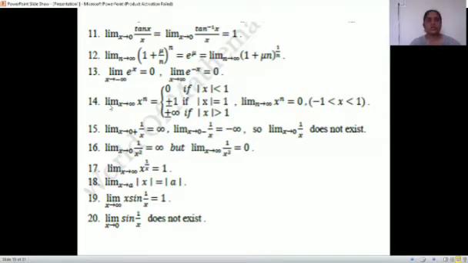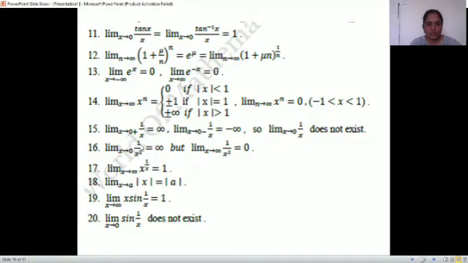Next, limit x tends to infinity x raised to n, it is 0 if x lies in minus 1 to 1, is equal to plus minus 1 if mod x is 1, and plus minus infinity if mod x is greater than 1. Or we can write limit n tends to infinity x raised to n is equal to 0 in minus 1 to 1, as I said here.